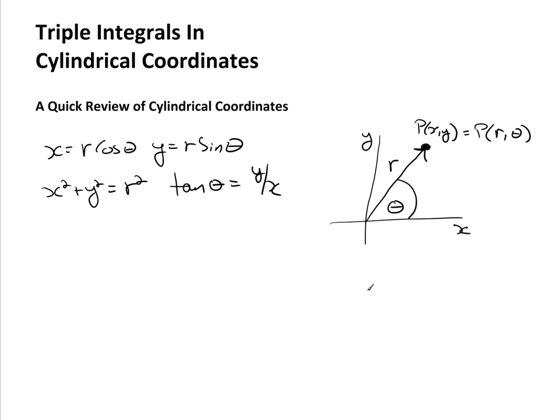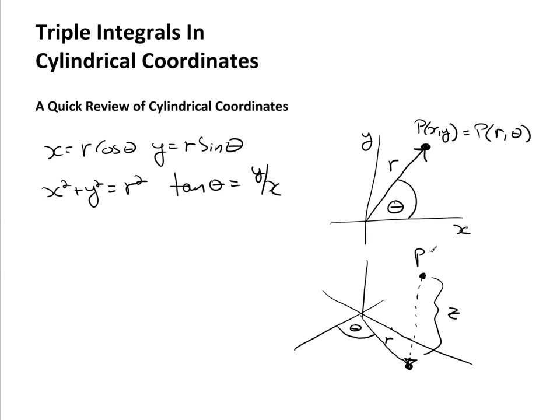Now if I take this point and I move it into 3-space, so here's some point up here, the projection down here onto the xy plane I can also represent as having polar coordinates. So here's theta and here's r. If I simply add a z component, I can now represent this point x, y, z in terms of r, theta, and z.